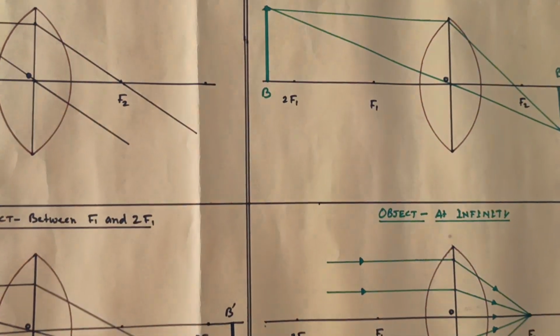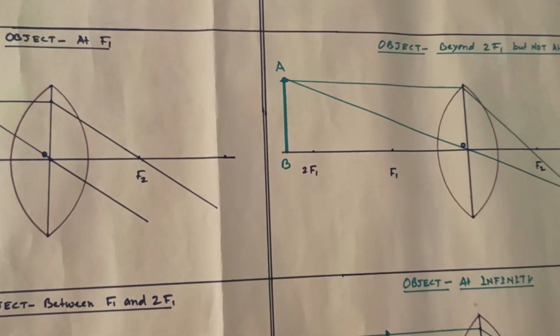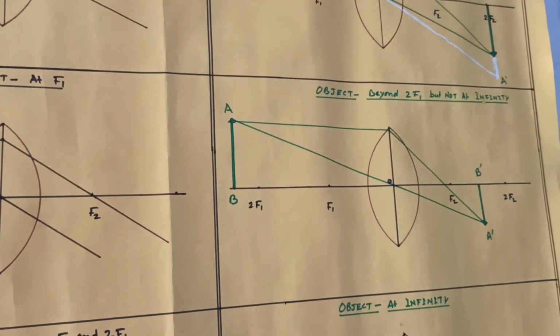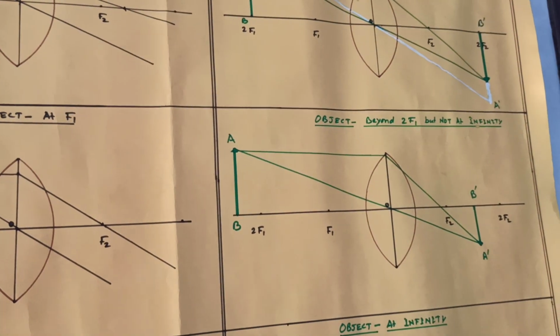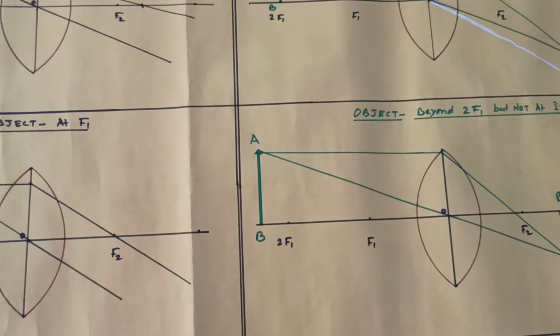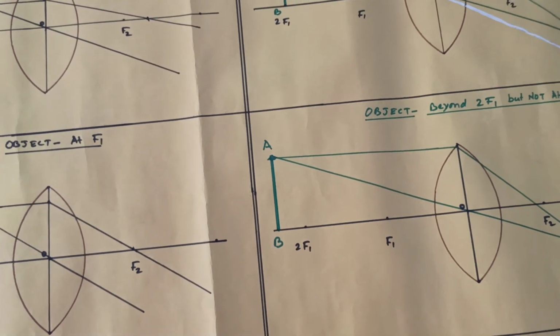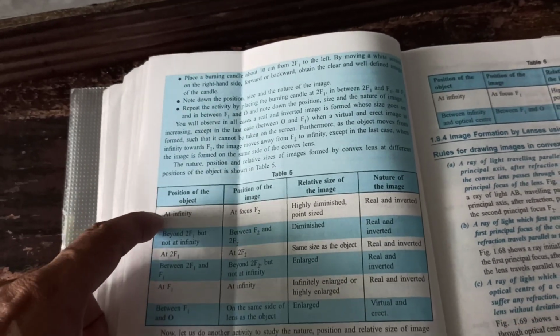Now the first point, dear students, you please check page number 60 from your class 10 science textbook, table number 5. Now you can see the first point, the table. In this table you find there are 1, 2, 3, 4, 5, 6. So we'll discuss the position of the object, position of the image, relative size of the image, and what is the nature of the image.